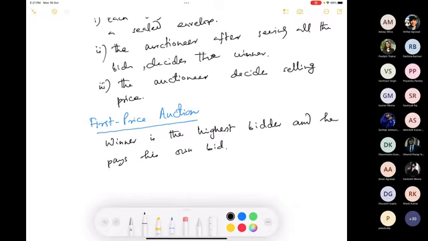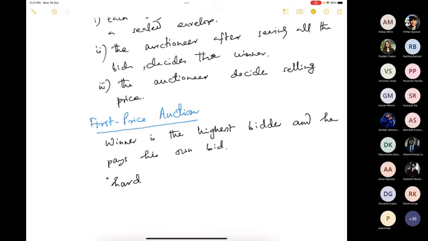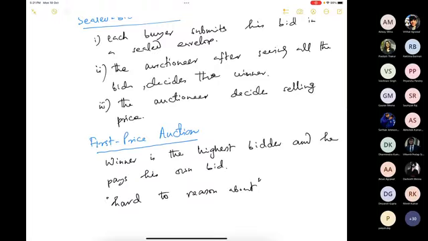Now it turns out that this first price auction is not so easy to reason about. Hard to reason about, hard to study. What do you mean by that? Think of you being a buyer, and you are strategic and intelligent.